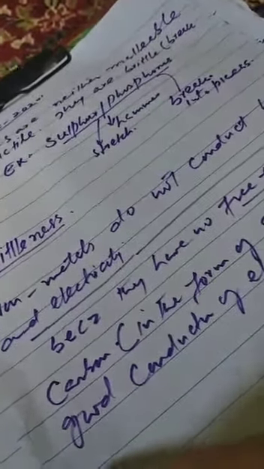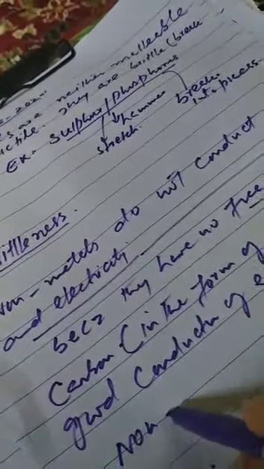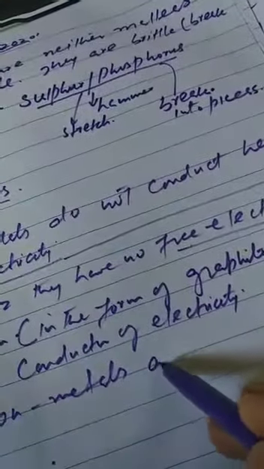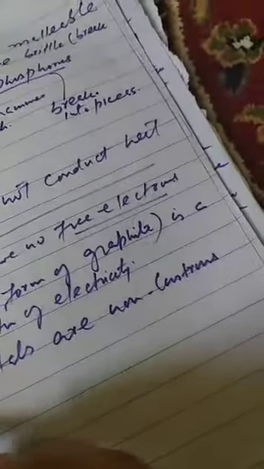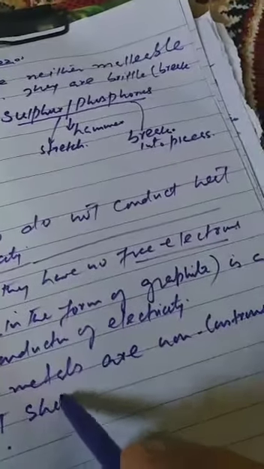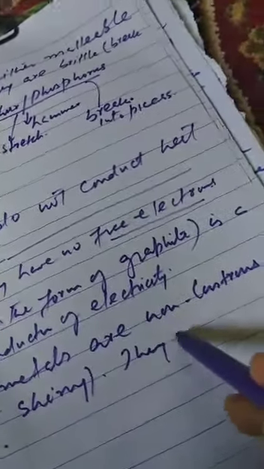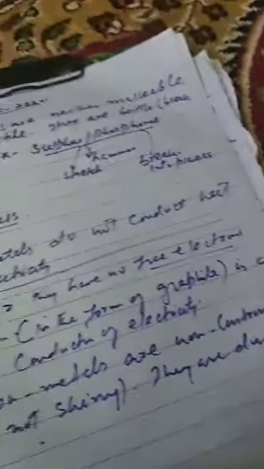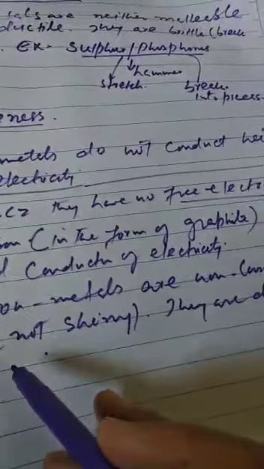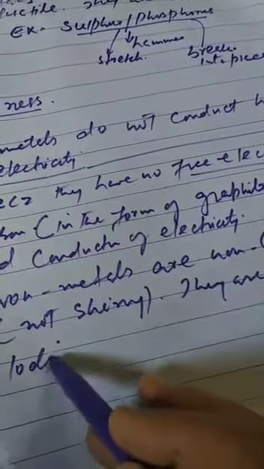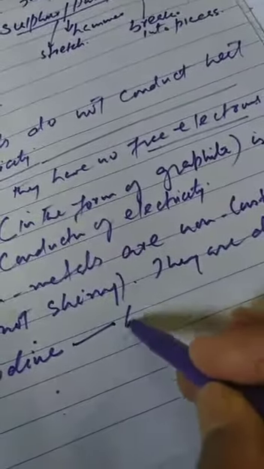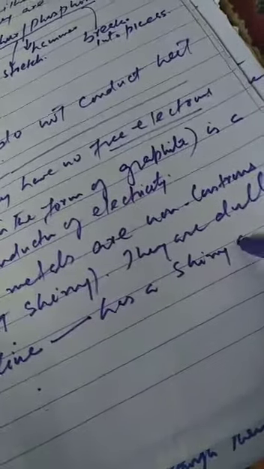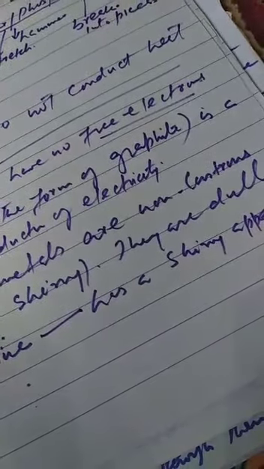Number third, non-metals are non-lustrous. It means they are not shiny. In fact, they are dull. There is also an exception, iodine, which is a non-metal, has a shiny appearance. So non-metals are dull except iodine.